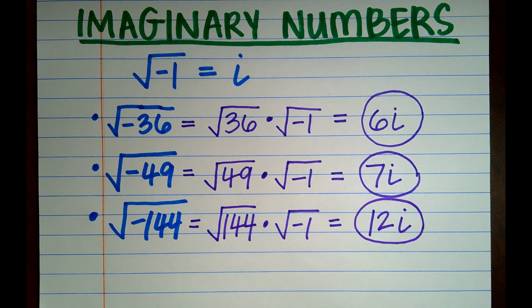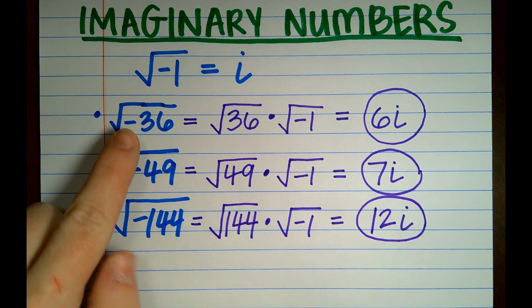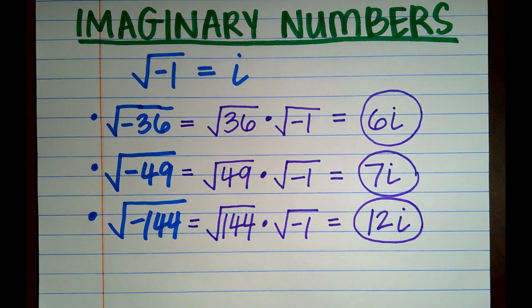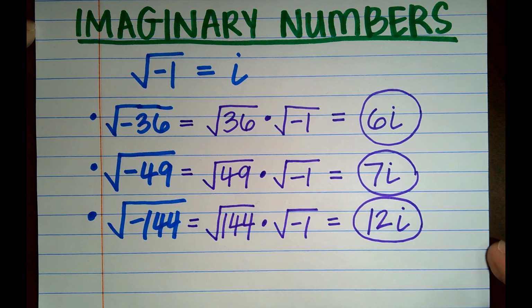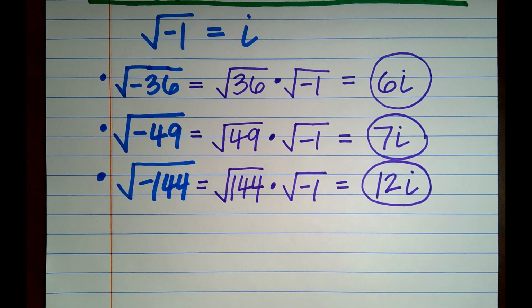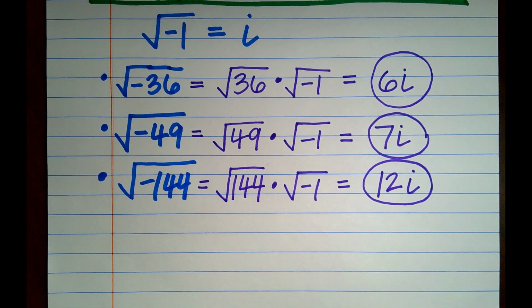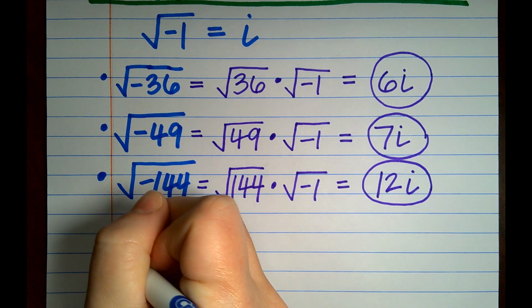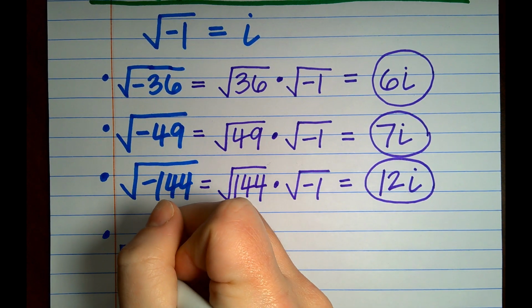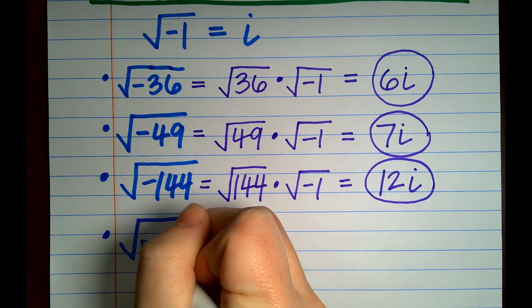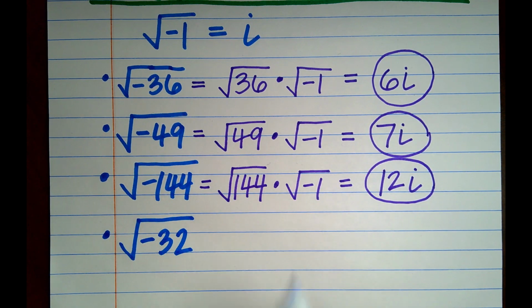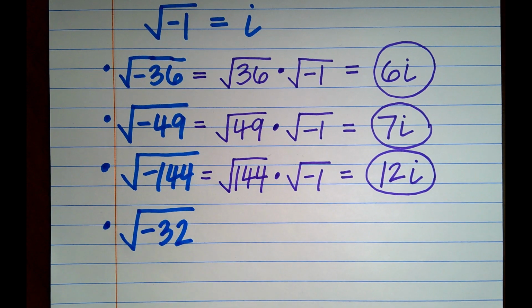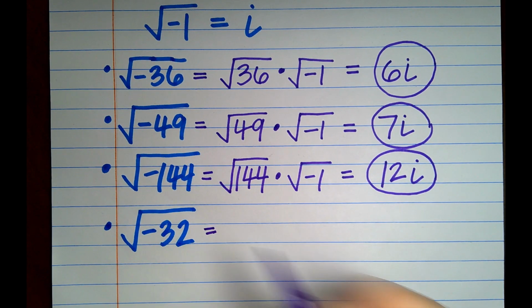You guys seeing what's happening here? We're just finding the square root of the number and sticking an i next to it. That's all we do. What if the number is not able to be broken down? That's a great question. So, what if the number can't be broken down? Let's find one that can't be. For example, let's do the square root of negative 32. First, let's break it down like we did the others.